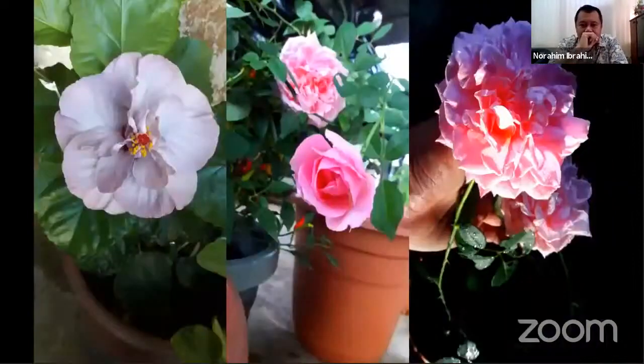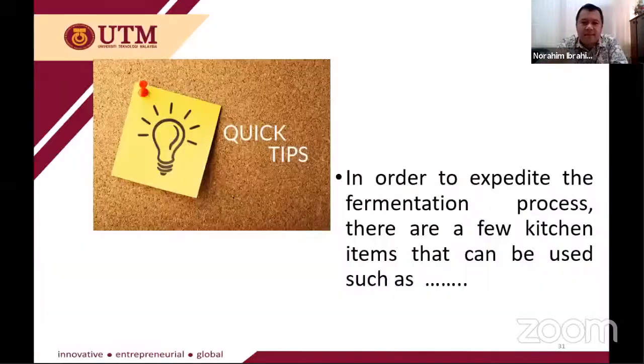And then we have hibiscus, roses. Okay, quick tips. Because we're talking about fermentation, kita buat fermentation, sebab fermentation process to make it faster, untuk mendapatkan baja dengan lebih cepat, and to get a better quality of liquid organic fertilizer, there are a few items in the kitchen that you can use.